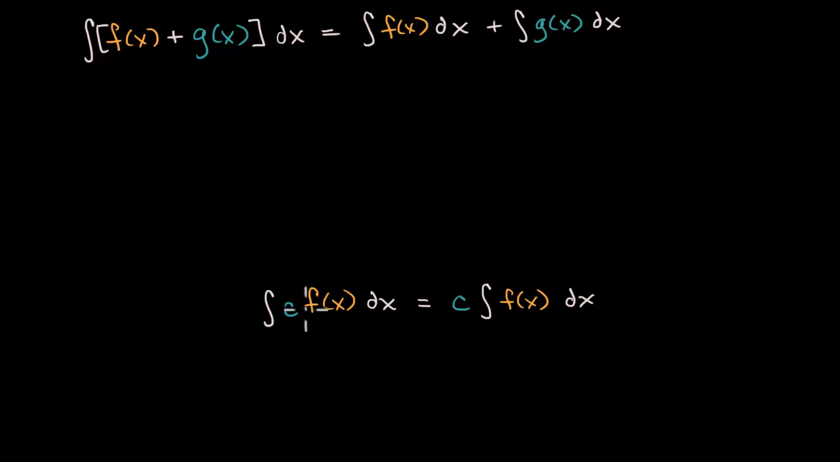This one right over here says the indefinite integral of a constant, that's not going to be a function of x, times f of x is the same thing as the constant times the indefinite integral of f of x. So one way to think about it is we took the constant out of the integral, which we'll see in the future. Both of these are very useful techniques.